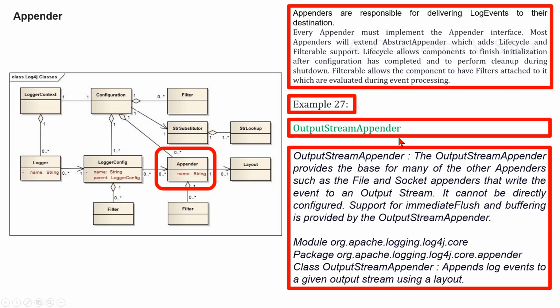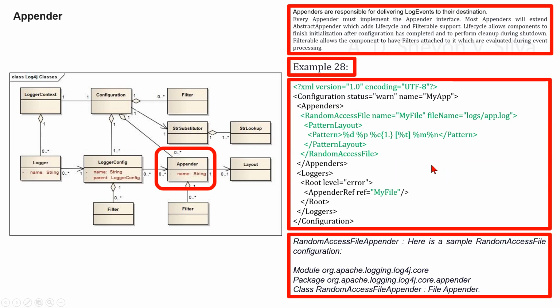The class OutputStreamAppender in package org.apache.logging.log4j.core.appender in module org.apache.logging.log4j.core appends log events to a given output stream using a layout. The output stream appender uses an output stream manager to handle the actual I/O, allowing the stream to be shared by appenders in multiple configurations.